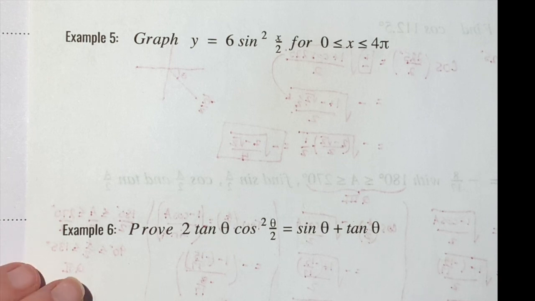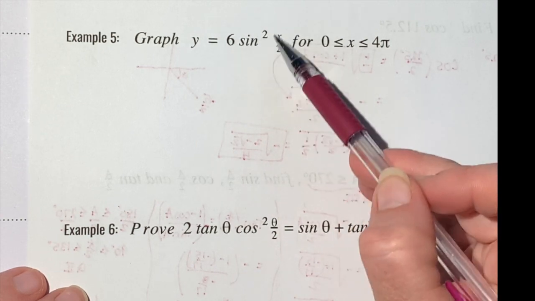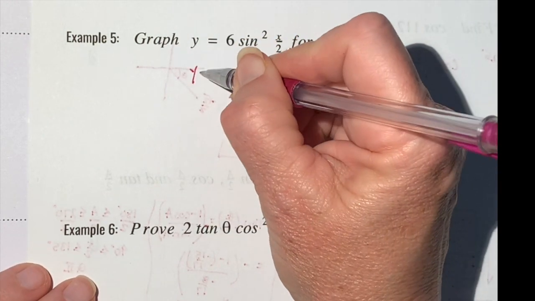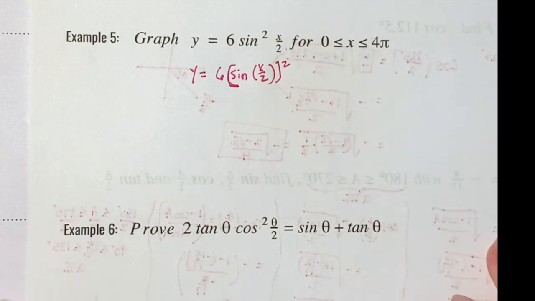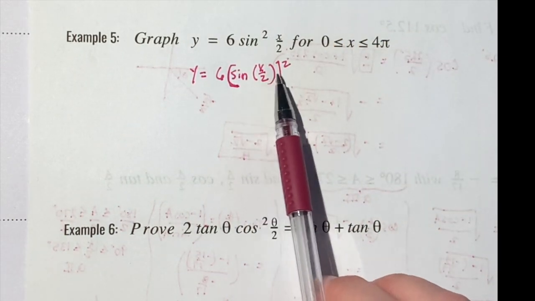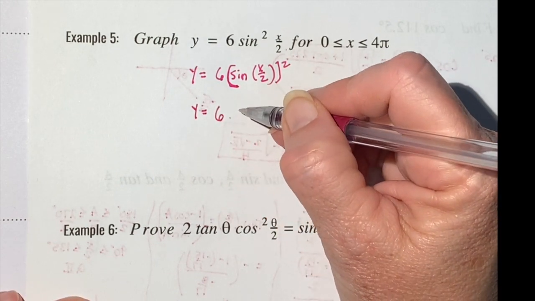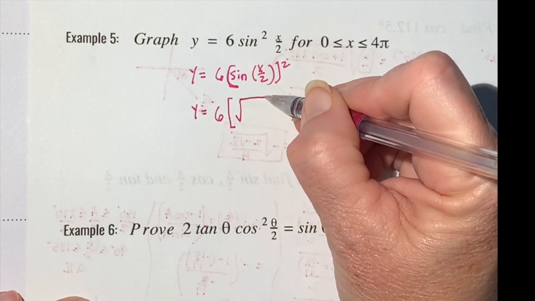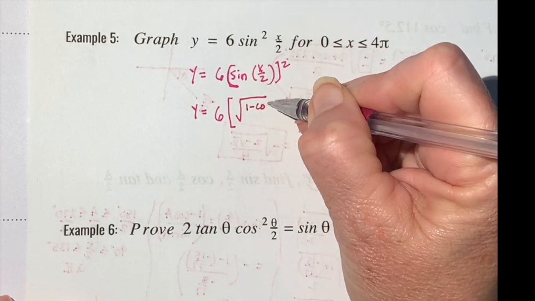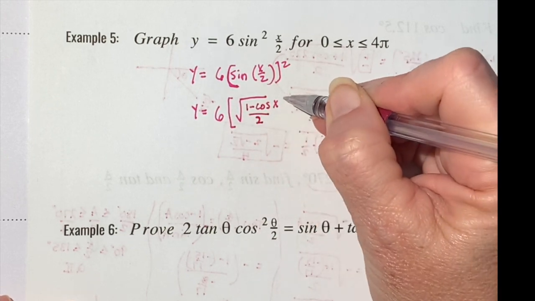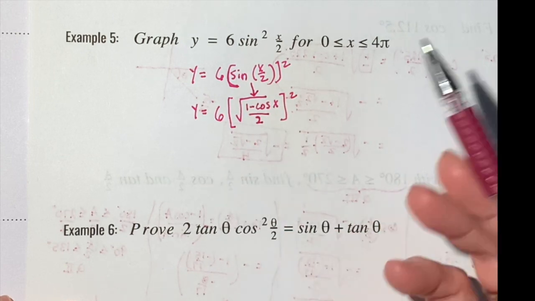All right, example 5 asks us to graph this function. Again, we haven't graphed any trig functions that are squared, so let's try to rewrite this. Remember, this is actually saying 6 times sine of x over 2, squared. So I can rewrite the sine of x over 2 using my half angle formulas as the square root of, and it really wouldn't matter if it was positive or negative because you're going to be squaring it anyway. It's going to be positive after you square it. So the sine of x over 2 is equivalent to the square root of 1 minus the cosine of x, divided by 2. All I did was replace sine of x over 2 with its half angle formula identity.